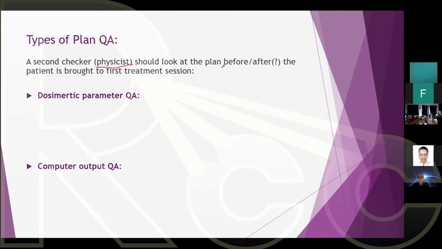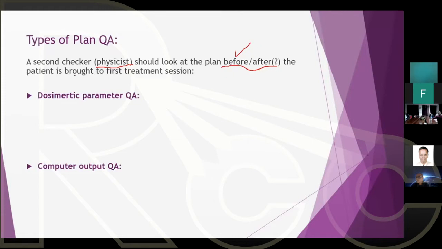The question is, when would you check the plan? Would you check the plan before or after the patient is brought to the first session? Well, of course, it has to be before. The idea is the patient is not called for treatment if the plan is not approved by a physicist to have met all quality metrics, like all the QA indices you have in mind.